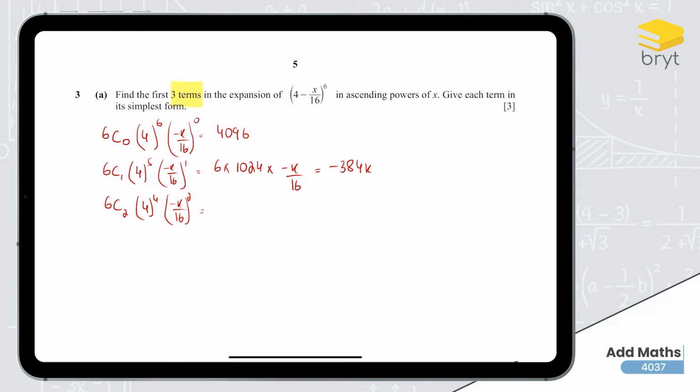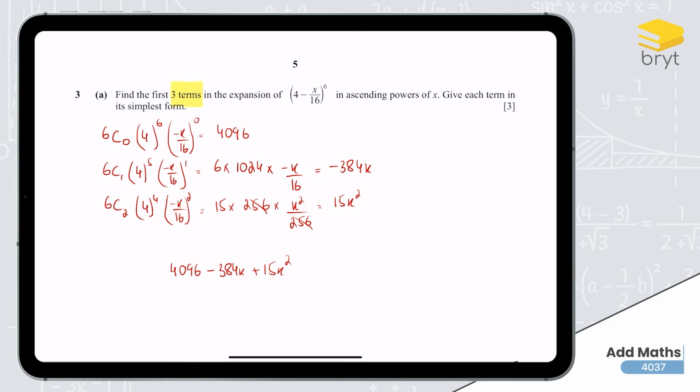6c2 is going to be 15. 4 raised to the power 4 is going to be 256. So that's 256 into x squared over 16 squared, which, if I'm not wrong, is 256. Yep, 256 it is. Luckily for us, 256 and 256 get cancelled out, and now we're looking at 15x squared. So we're going to give our answer nicely now: 4096 minus 384x plus 15x squared is the final answer to part A. So we have the first three terms.